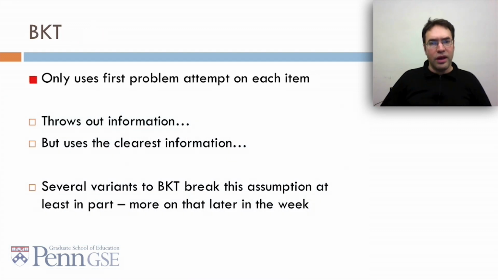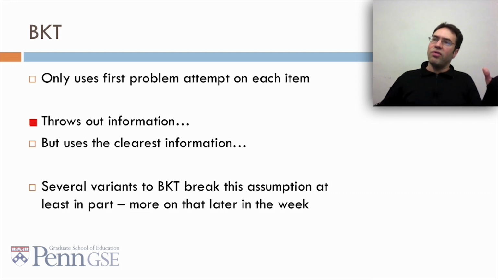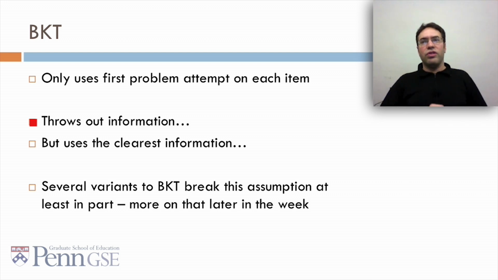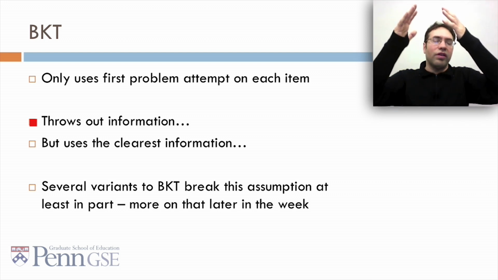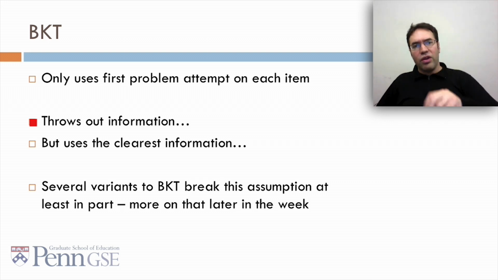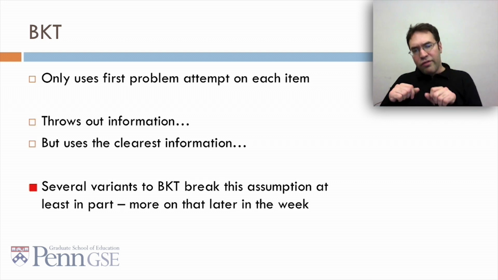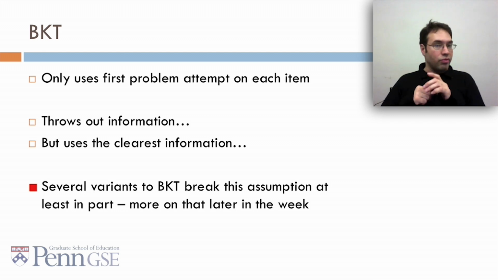A few notes about BKT. First of all, BKT only uses the first problem attempt on each item. This throws out lots of information. I mean, if you think about it, a student gets something wrong, then they get it wrong again, and then they get it wrong again, then they get it wrong again, then they finally get it right, is different than if a student gets it wrong, and then 3 seconds later goes, oh, shoot, I did 2 instead of 3, and they get it right. So this throws out a lot of information. But on the other side, it uses the clearest information. Several variants to BKT break this assumption, at least in part, and we'll talk about that more later in the week.